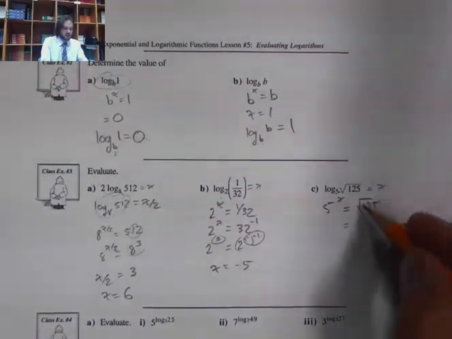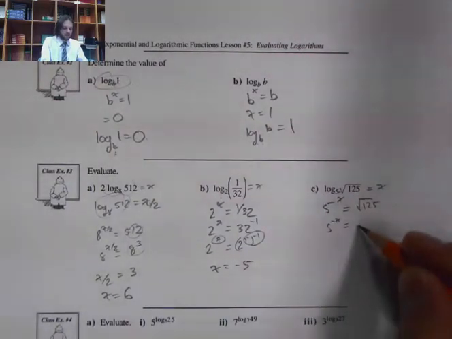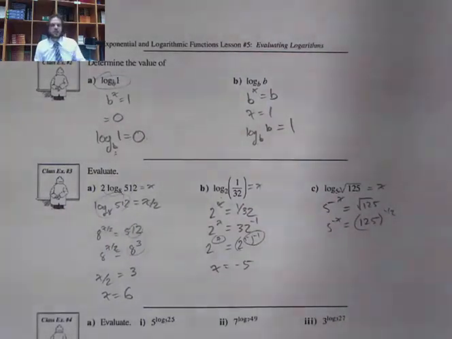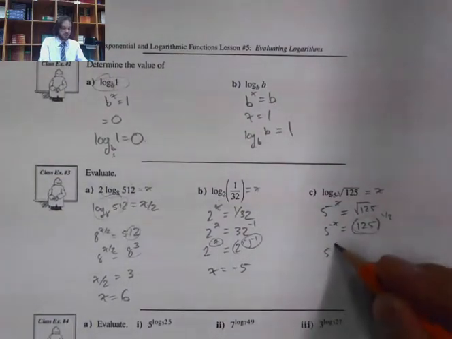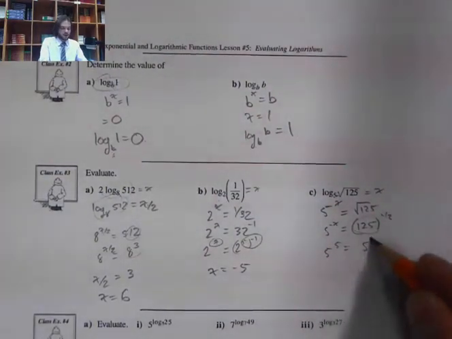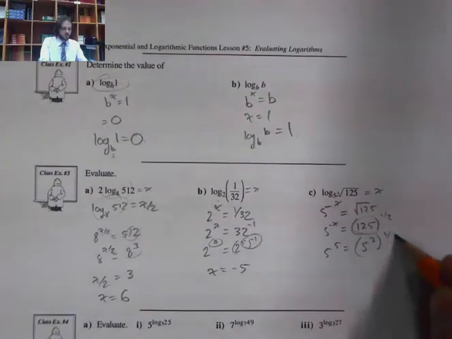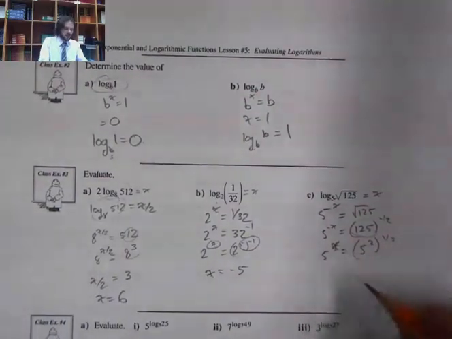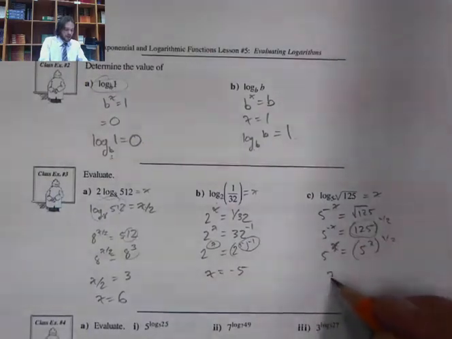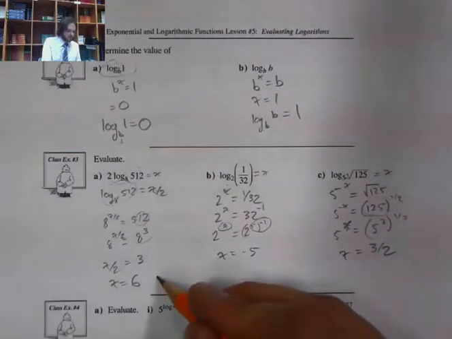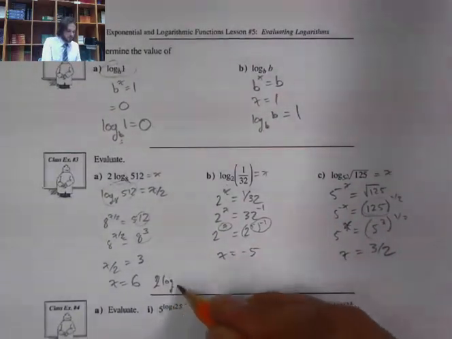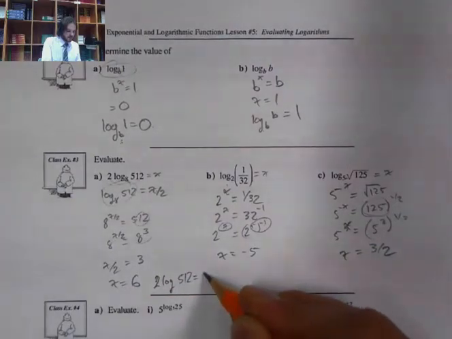So that's like saying 5 to the power of x is the same thing as 125 to the 1 over 2. Fractions make it look better in this case. Now I can break that down to the same base of 5: 5 to the x is equal to 5 to the 3, all to the 1 over 2. Oops, this is an x. So I end up getting x is equal to 3 over 2. And that's it.